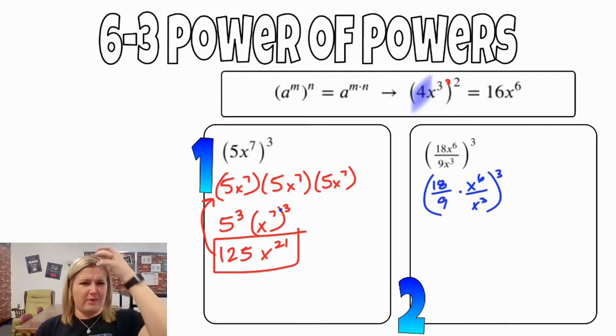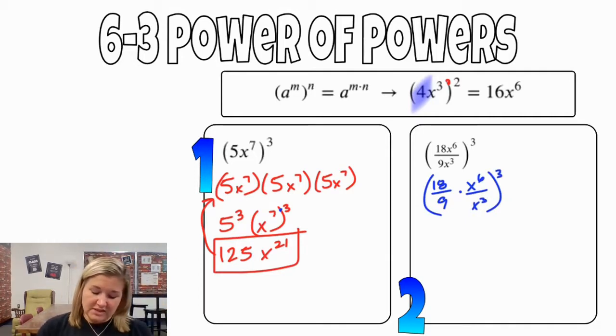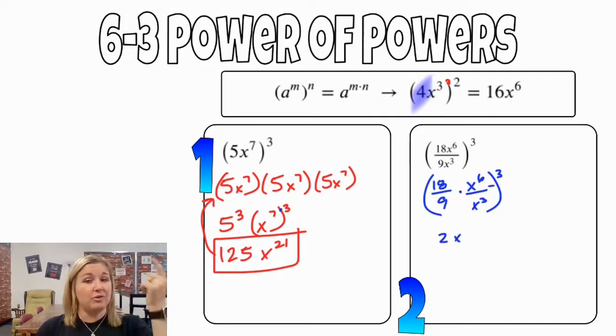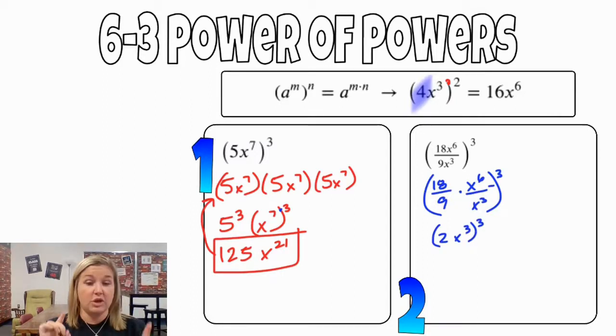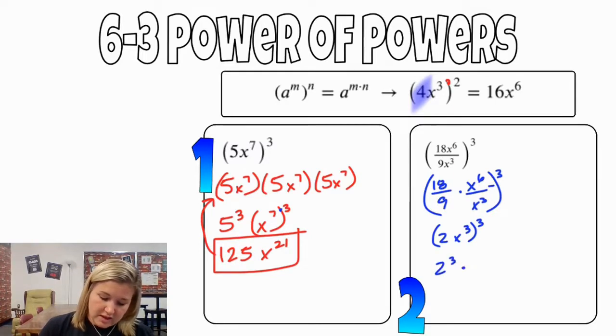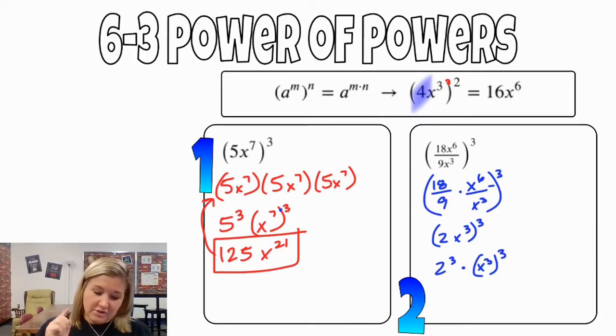I don't want to just forget about that 3rd power part. So I have 18 divided by 9, which is 2, and x. Remember, when I divide, I'm going to subtract, so 6 minus 3 is 3. And then all of that cubed, to the 3rd power. Then I'm going to say 2 to the 3rd, and then x to the 3rd, raised to the 3rd. Then remember, my exponent rules say I'm going to multiply those two together.